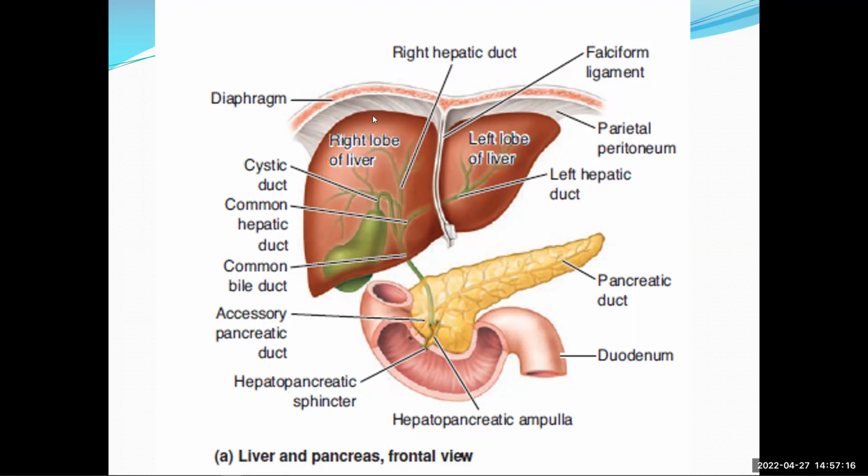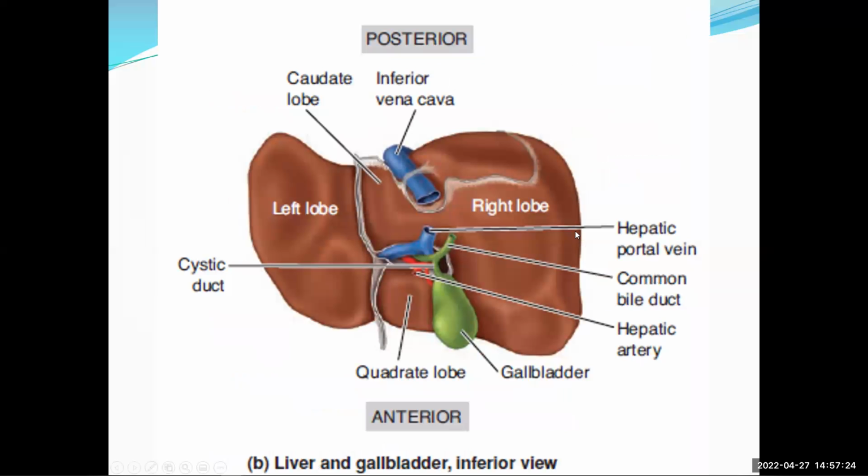So just inferior to the diaphragm, you have your liver as shown here. And as we just mentioned, you have a hepatic portal vein, which brings the blood, and the hepatic artery, which brings oxygenated blood to the liver itself. Hepatic portal vein brings it, and the hepatic vein takes it away to the inferior vena cava.